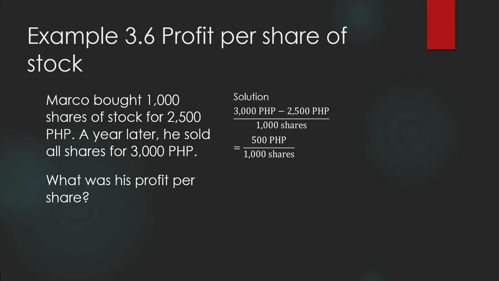This, however, is not a unit rate. We are more interested in profit per share. So how much is the profit per share? We divide 500 by 1,000, and that is equal to 0.5 pesos per share, or 0.5 peso per share, that is 50 centavos per share. So Marco earned 50 centavos per share when he sold all his 1,000 shares.